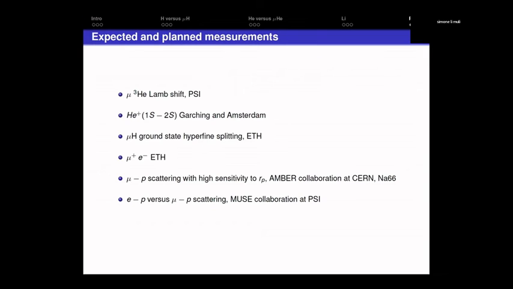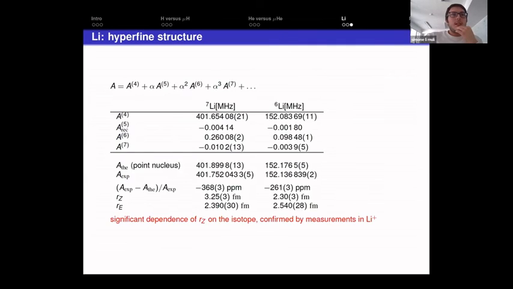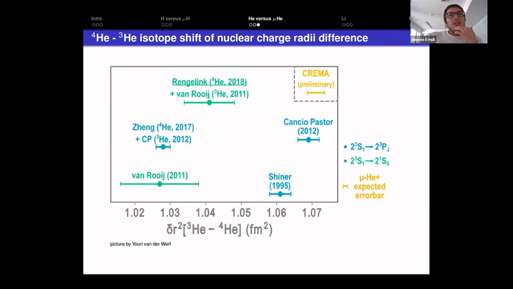Yes, I have one very fast. You mentioned that you did a computation for the hyperfine splitting in muonic deuterium. Which nuclear model did you use for that?